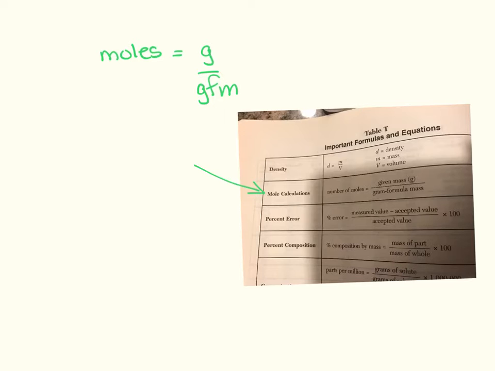It's a mole calculation. It says number of moles equals given mass over gram formula mass. And it's simply just algebra and plugging the numbers in. So let's go to the next slide and we'll do 1 example, maybe 2 examples on this video. And then you can go ahead and try some on your own.